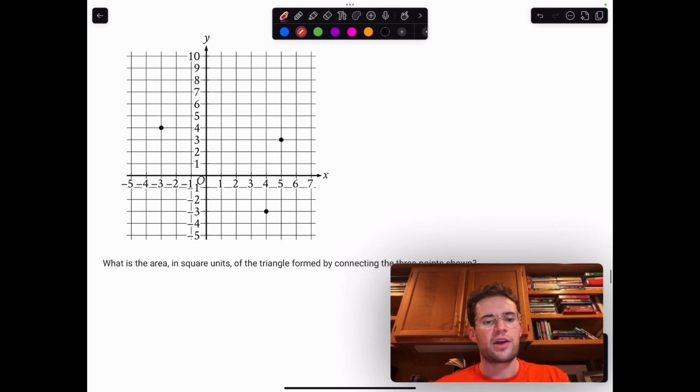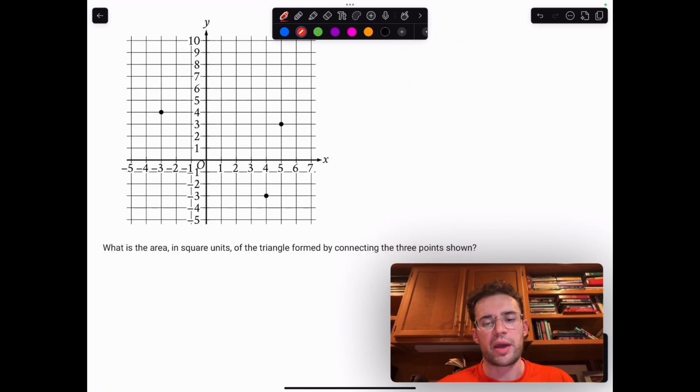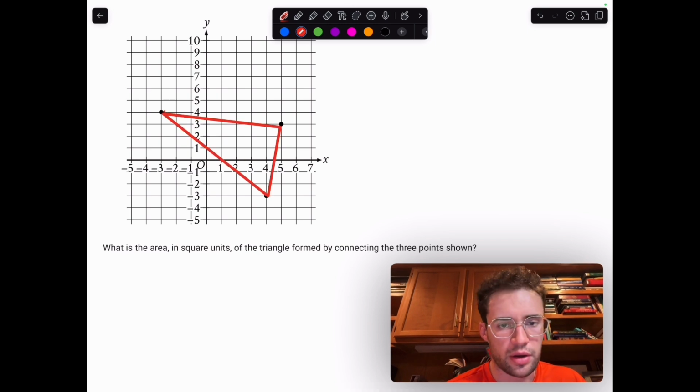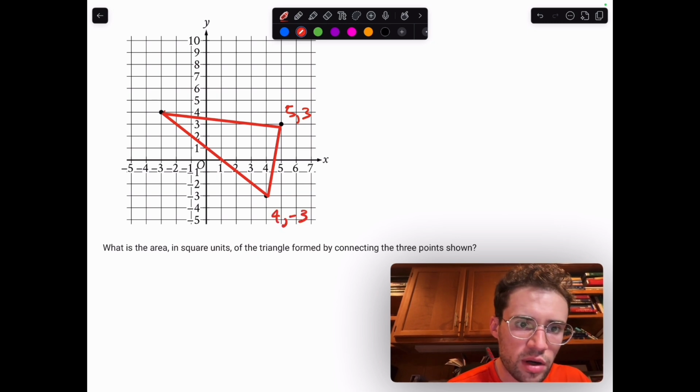All right, what is the area in square units of the triangle formed by connecting the 3 points shown? I'm not going to draw that perfectly, but this one is (5, 3). This one is (4, -3). And this one over here is (-3, 4).